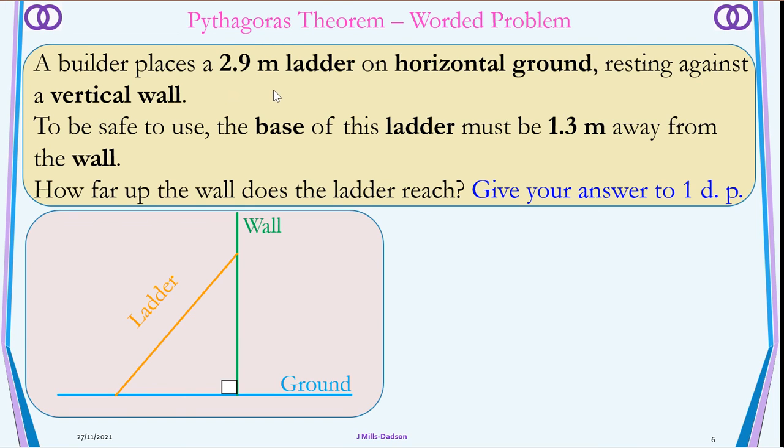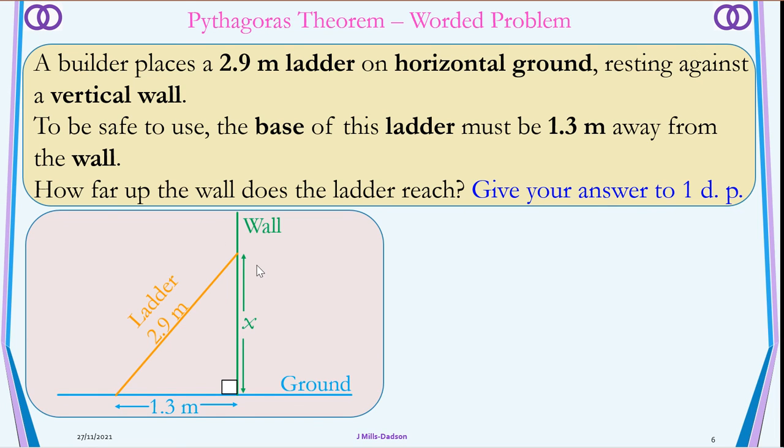It says the builder placed a 2.9 meter ladder on horizontal ground. So 2.9 meter ladder, that's 2.9. Resting on the vertical wall. There's the wall. To be safe, the base of the ladder, this is the base of the ladder, must be 1.3 meters away from the wall. The gap between the foot of the ladder, or the base, and the wall must be 1.3. How far up the wall does the ladder reach? The ladder reaches this height. So we want the length from the bottom here to this point.